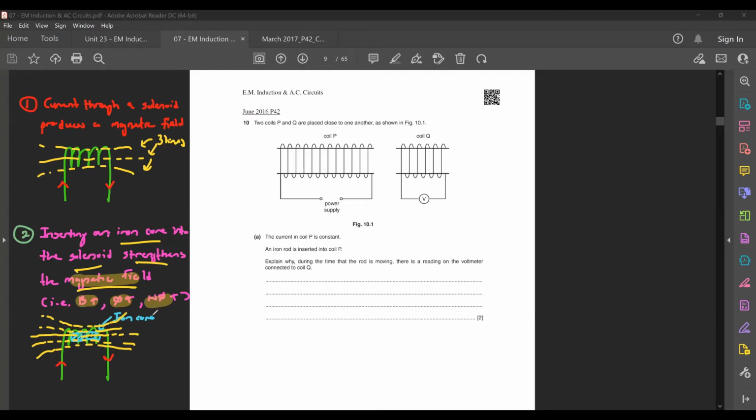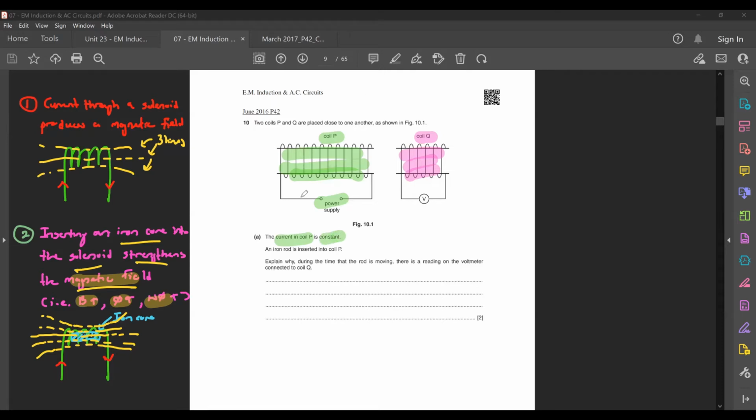So this is what actually happens when you insert an iron core into a solenoid. Right now they're telling you in your question that you have 2 cores. You have core P, which is over here, and then you also have core Q, which is over here. Now, core P itself is connected to a power supply, but they mention that the current in core P is constant.